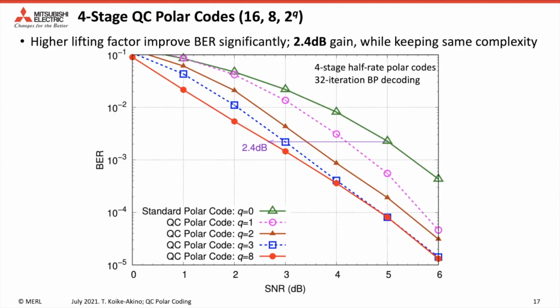This figure shows the 4-stage polar codes of the standard case having no lifting. By increasing the lifting size from 1 to 256, we can achieve a 2.5 dB gain. More importantly, it does not increase the per-bit complexity.